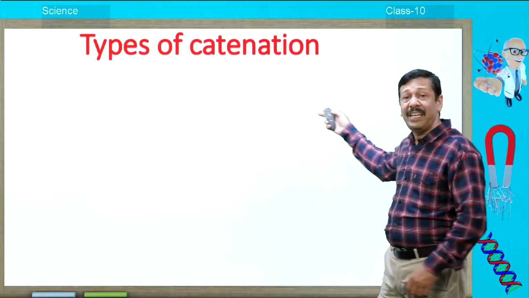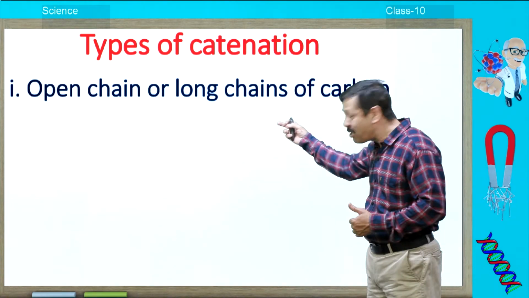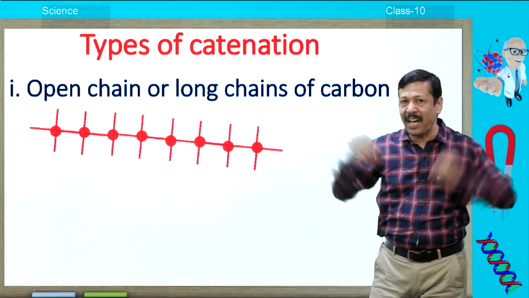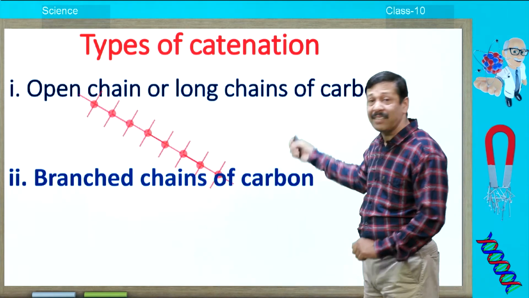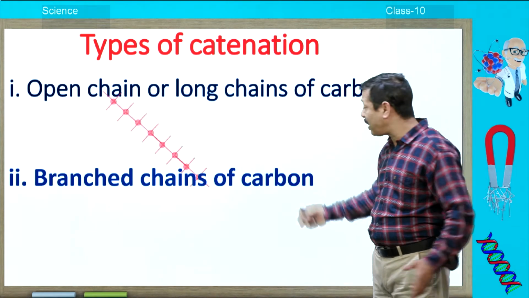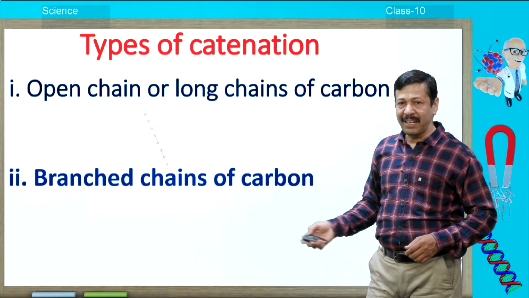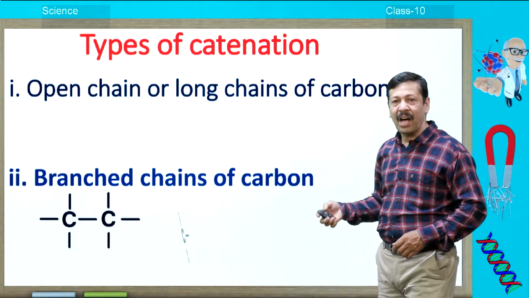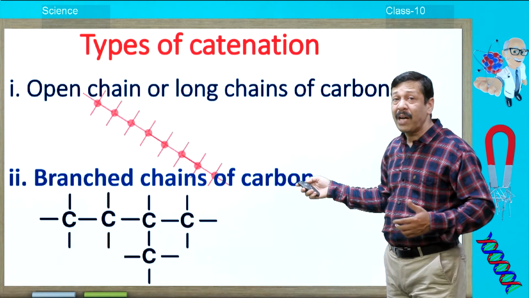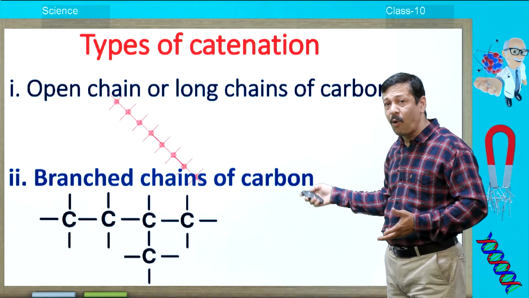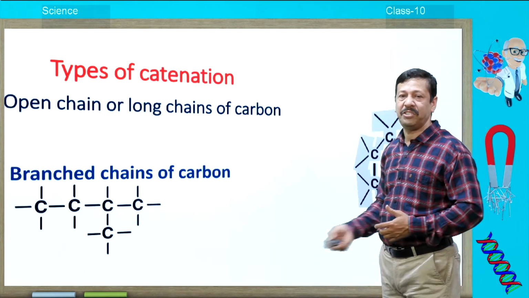Now let us see what are the different types of catenation formed by the carbon. The first one is open chain, that is the straight chain. The next one is branched chains. Due to this branched chain, we are able to see isomerism. Here is the branched one. See here how the branching is formed by the carbon. Minimum carbon required to show the branching is 4. Here I am showing the 5 carbon chain with a branch.